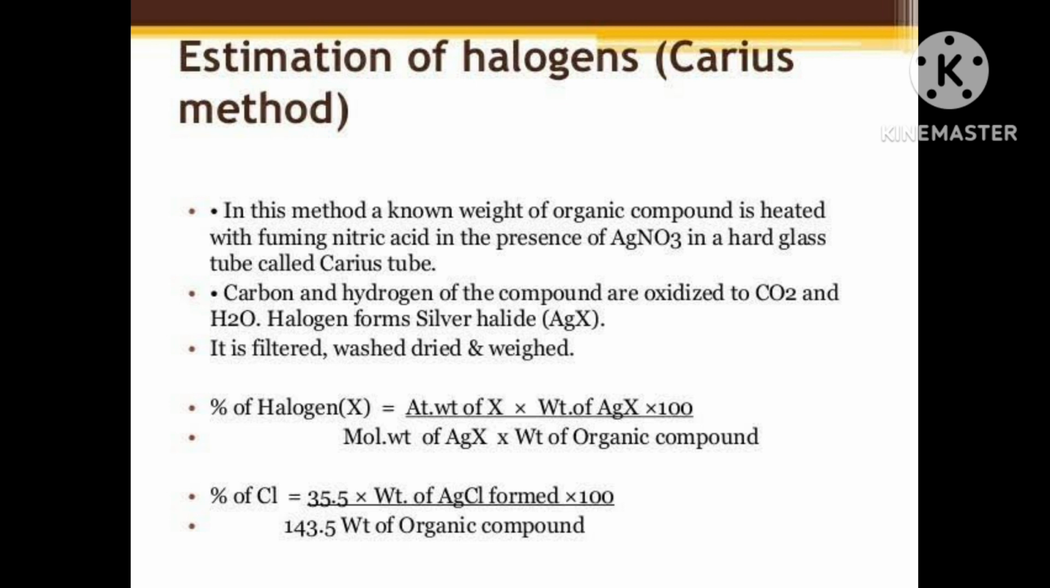Sulfur present in the compound is oxidized to sulfuric acid. Here, because sulfur is present in the compound and peroxide is there, meaning oxygen is there, sodium peroxide Na2O2, then after the reaction sulfur will be oxidized to sulfuric acid, meaning H2SO4. It is precipitated as barium sulfate. It will precipitate as barium sulfate by adding excess of barium chloride.